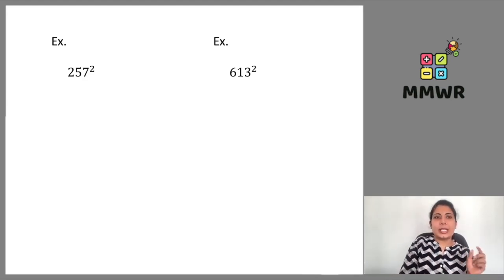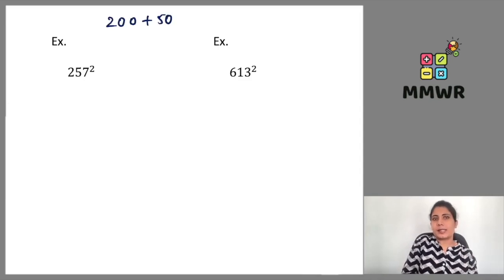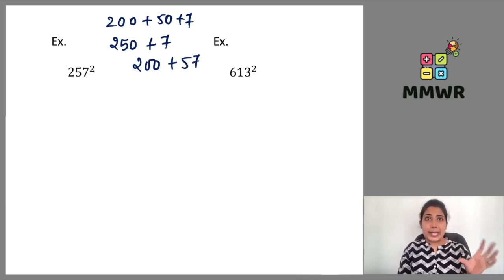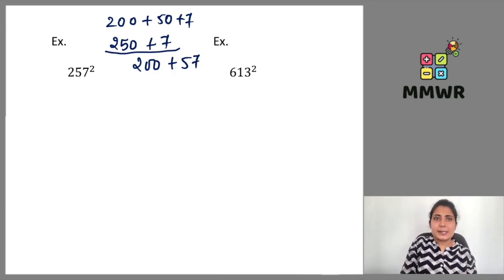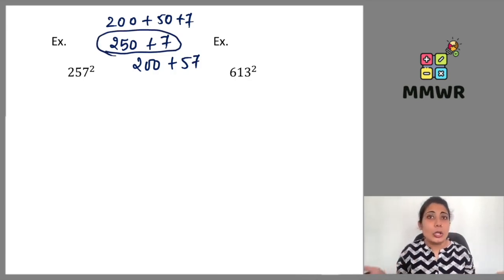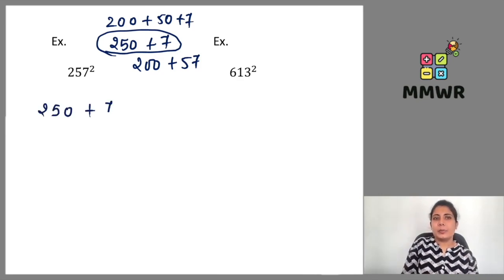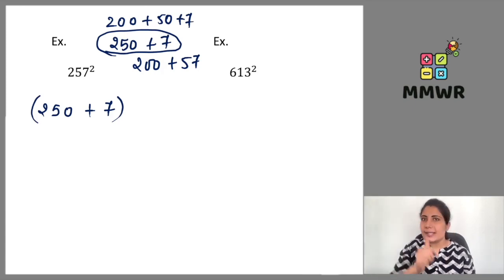So do we have to break it this way? There are many ways to break it. We can break it 200 plus 50 plus 7. We can write it as 250 plus 7 also. We can write it as 200 plus 57 also. So I think this will be the smartest breaking, because we all know the square of 25 and we all know the square of 7 also, right? So this will not be much time taking. So I am going to do it this way: 250 plus 7. And then we have to take the square of it.